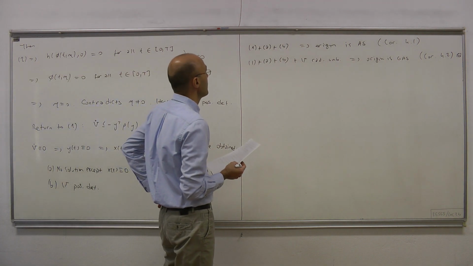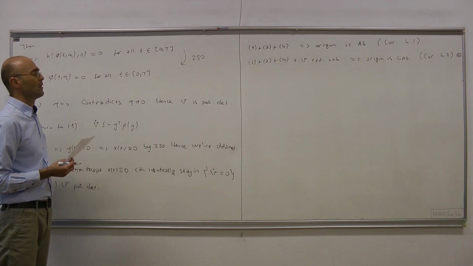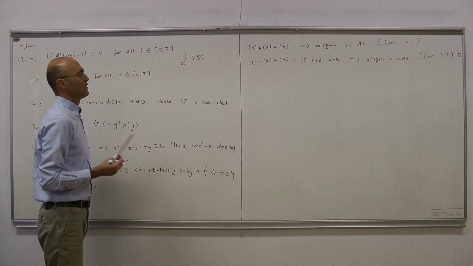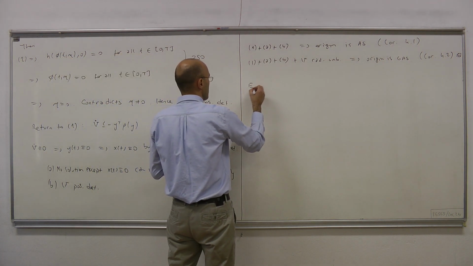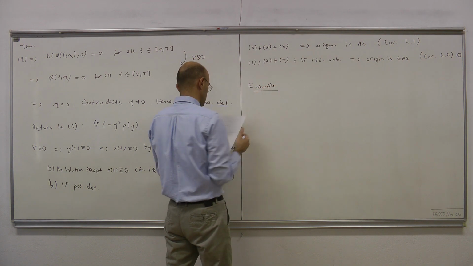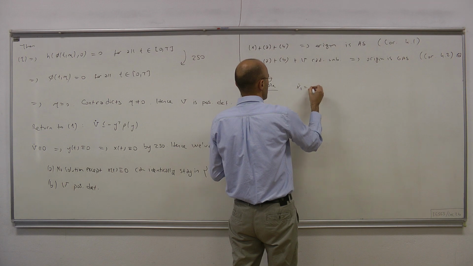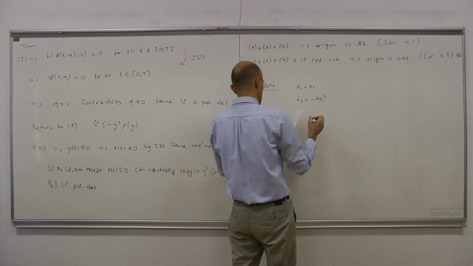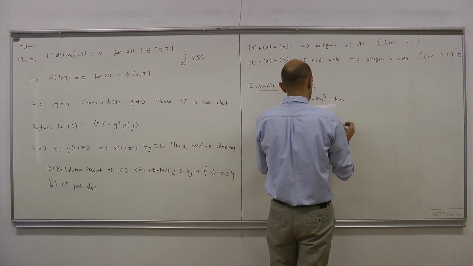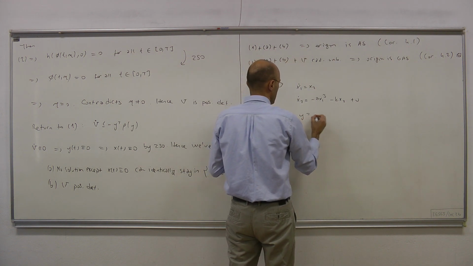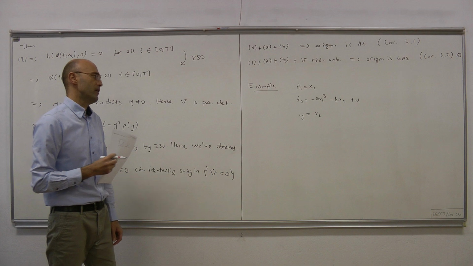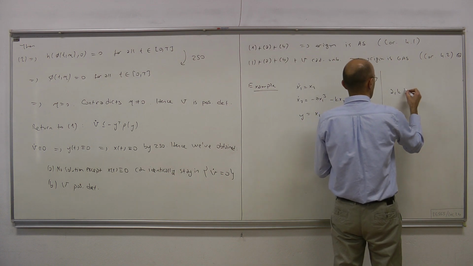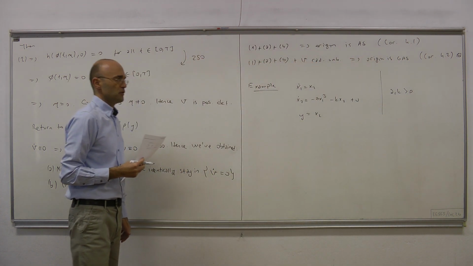Okay, now let's apply our last result to a simple example so that we can gain a little bit of familiarity with it. Example. Second order system, x1 dot equals x2, x2 dot equals minus a x1 cube minus k x2 plus input, and the output of the system is the second state variable, y equals x2. And we assume that the parameters a and k are positive constants.